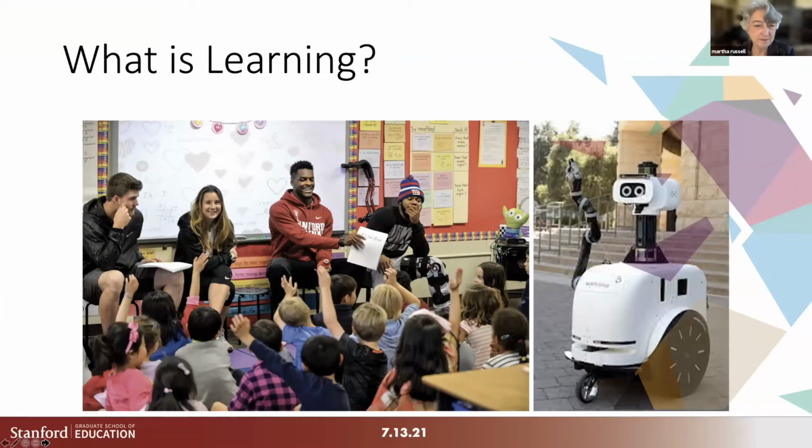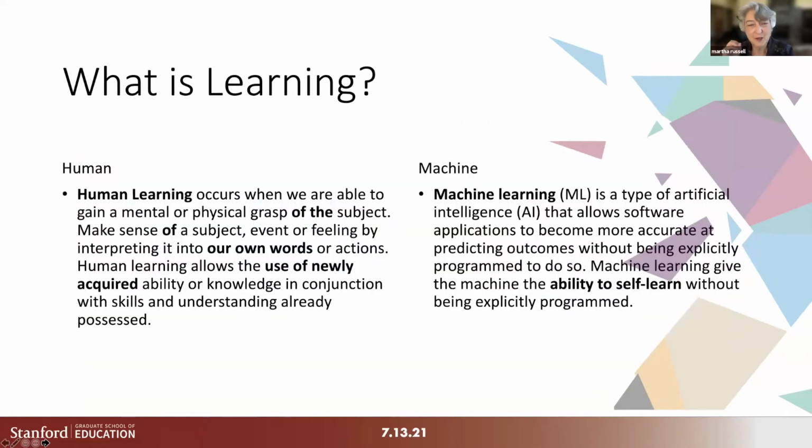What is learning? On the left, you see Stanford students from the Graduate School of Education learning and teaching first graders. There's a reciprocity in this process, and they are both teaching and learning. On the right, this is Jack Robert II, a mobile self-activated robot that Stanford students have created that roams the campus. In addition to teaching itself about traffic patterns and student activities, it is teaching people how to interact with robots on the pathway. So we're talking about learning in humans and in machines, but they are different.